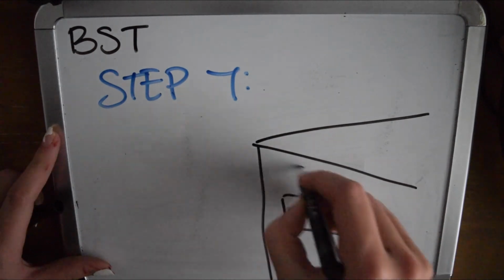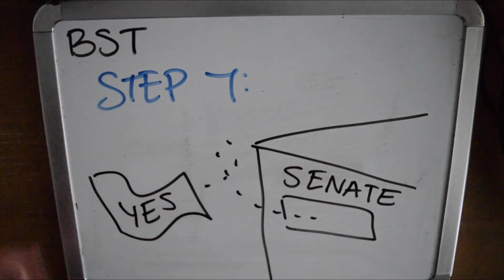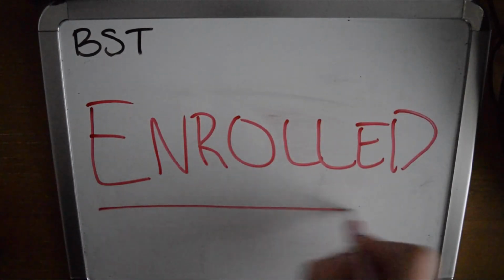Finally, the Senate votes to pass or reject the bill. They must reach a majority of at least 51 votes. If it's passed, it's considered enrolled.